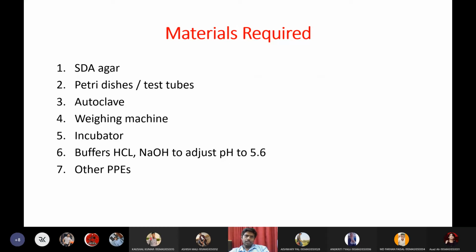So what are the materials we require for preparing this SDA agar? We require SDA agar, petri dishes or test tubes, autoclave, weighing machine, incubator, buffers, and PPE. PPE is mandatory. Buffers means these will adjust the pH. We have acids and bases to adjust the pH of the medium. The overall pH should be around 5.6. And we also require personal protective equipment. So these are the materials that are required for preparation of SDA agar.